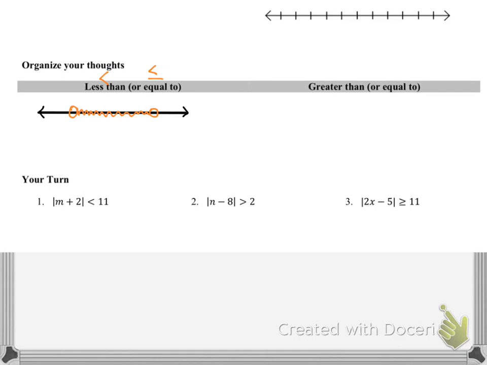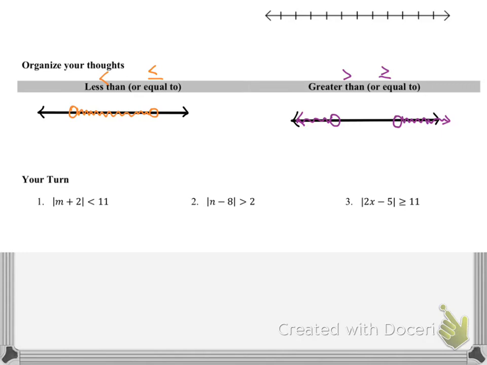Whereas if I have an absolute value that's greater than or equal to, then my range of numbers on a number line is going to be going in opposite directions. It's not in between these two numbers. So let's look at number 1.